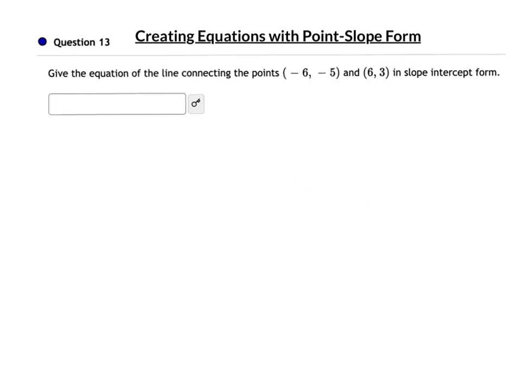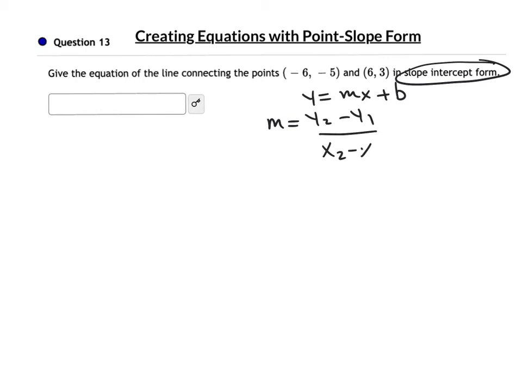Question 13 asks for it in slope-intercept form, so we need to create y equals mx plus b. I'm going to use point slope, but to use point slope, I need a slope. We don't have the slope. So that's when we use that formula where we subtract the y's up top and the x's below. So this ends up being negative 5 minus 3 over negative 6 minus 6.